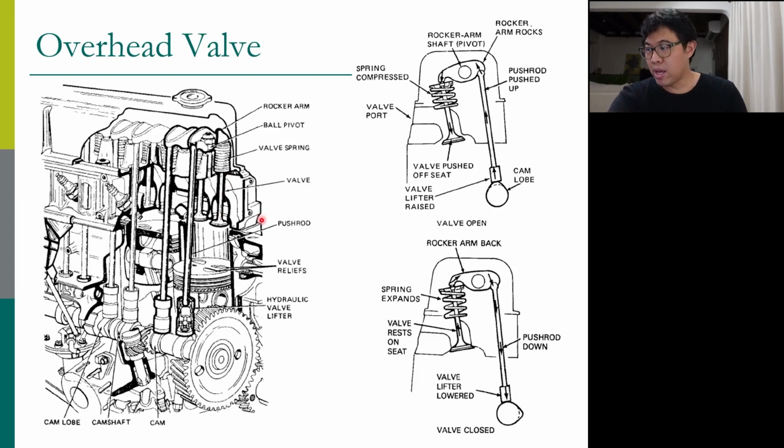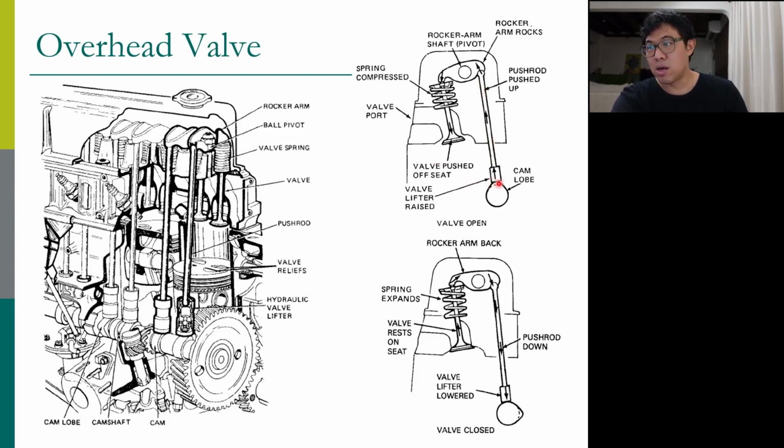So how does it work? In this system, you have the camshaft and the cam lobe. This cam lobe pushes this valve lifter. The valve lifter's function is to connect between the push rod and the cam lobe and make the push rod sit on the cam lobe. So this sits on the cam lobe and then connects to the push rod.